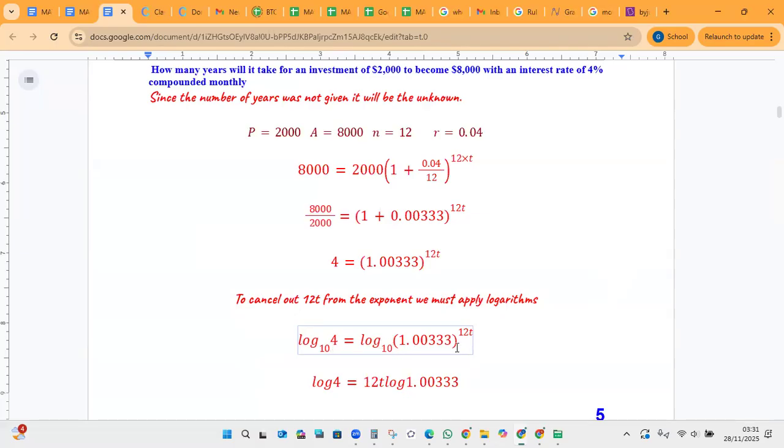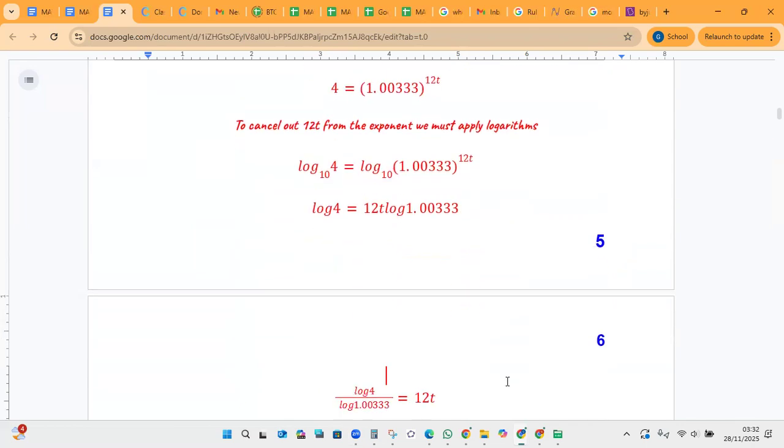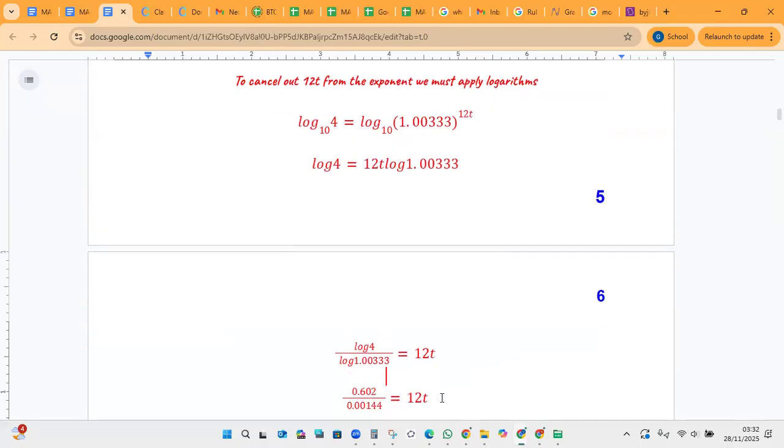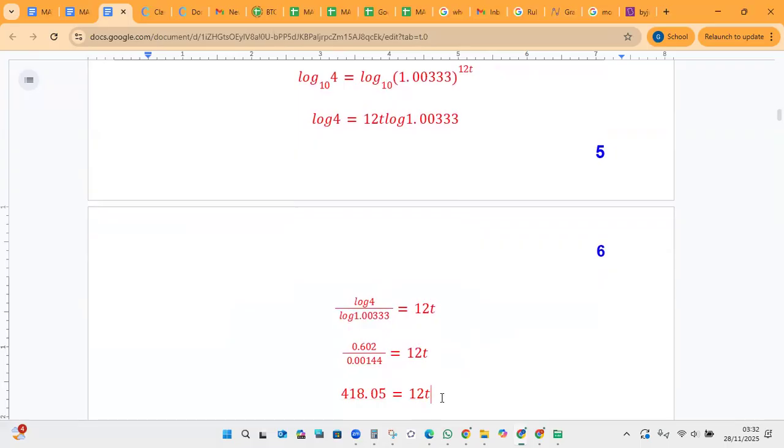So that will permit us now to take the 12t exponent, the power, and bring it to multiply log of 1.0033. And since this is multiplication now, we can divide by log 1.0033 to cancel it out. So divide log 4 by log of 1.003333, and that will be equal to 12t. And then we have to finally divide by 12.